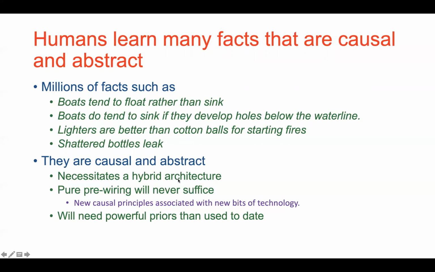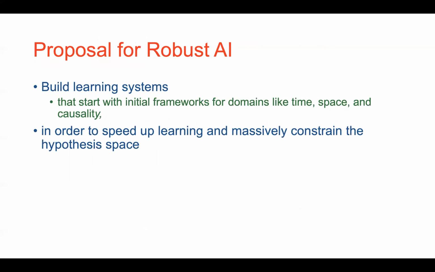So, of necessity, it's a hybrid architecture. Pure pre-wiring will never suffice. There are new causal principles associated with new bits of technology. We talked about this already, that you can't say, well, here's a set of knowledge, we can go to work. You have to be able to learn new knowledge with new types of technology. We'll need more powerful priors than those used today. We saw the prior example of neural networks. We need much more powerful prior representations.